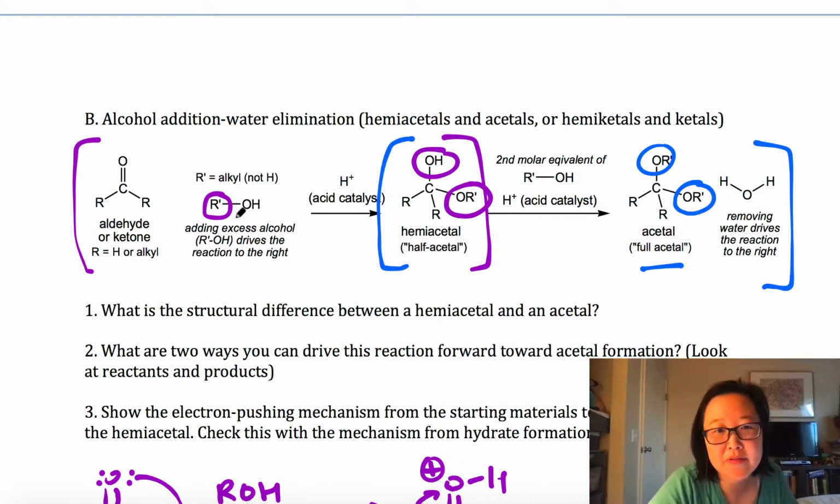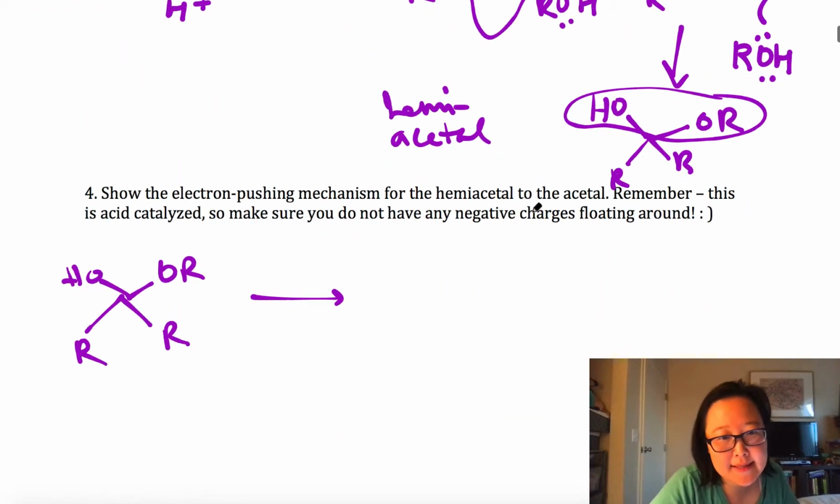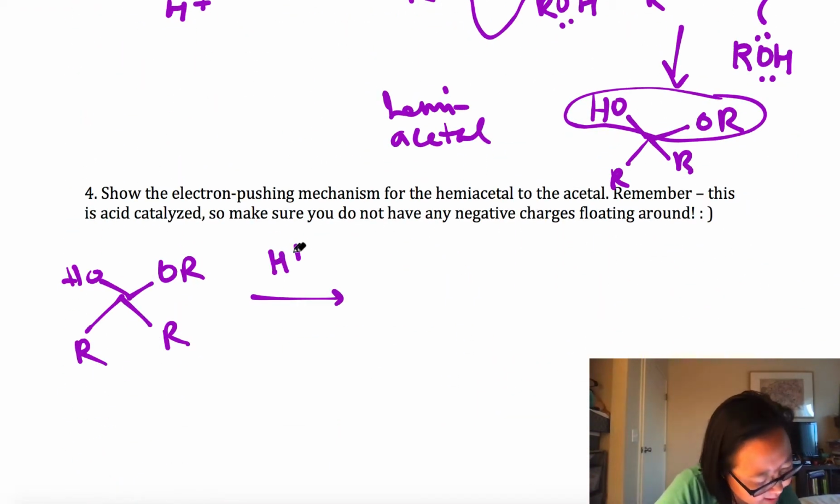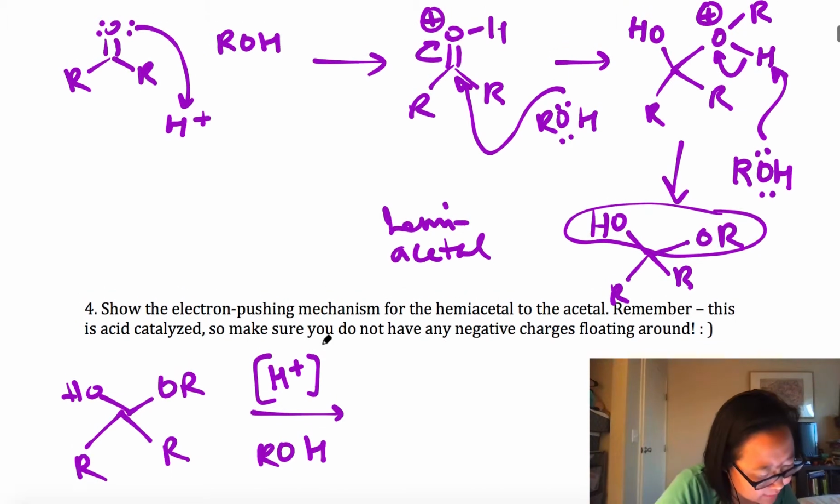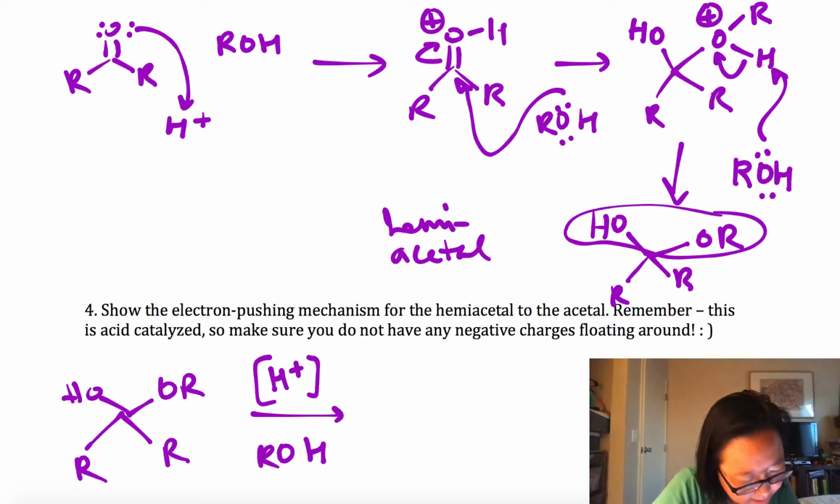So I need 2 moles of alcohol for every mole of carbonyl, and I still need acid catalyst. And my product, so here, acid catalyst, and then a second alcohol group. I probably should have used a different color for an alcohol group so you could see. Let me try that now. Here's my alcohol, here's my alcohol, here's my alcohol.